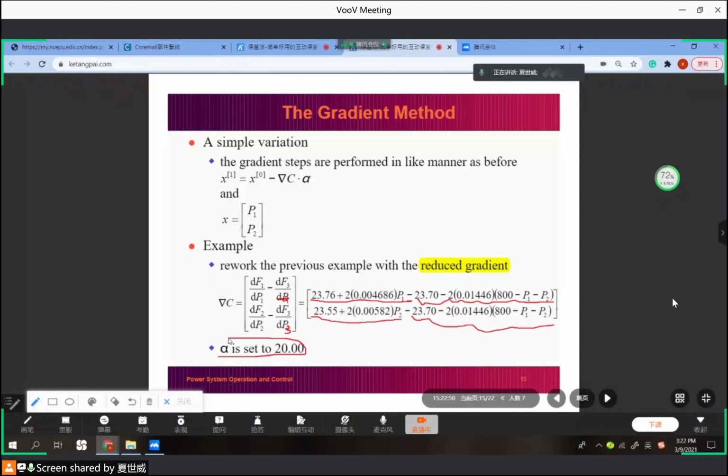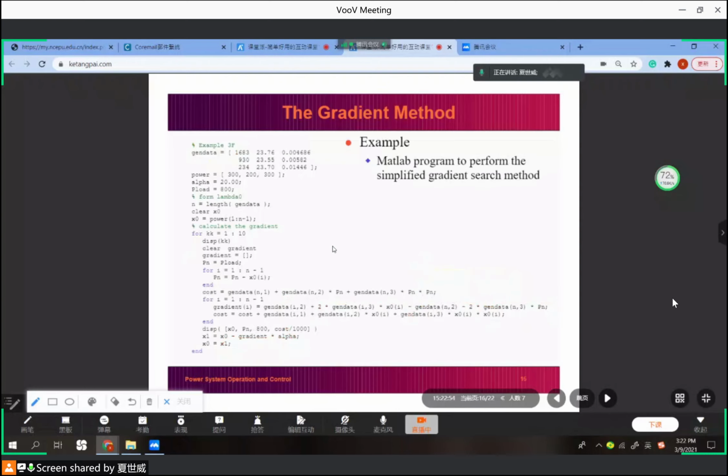And we set alpha to another different initial value, 20. This part is the same for the fuel cost coefficients and the initial values of p1, p2, p3. We choose a different alpha, and the load is 800, and n equals 3. The x0 means the first two elements from 1 to 2, so x0 equals 300, 200. And the k also means the maximum iteration.